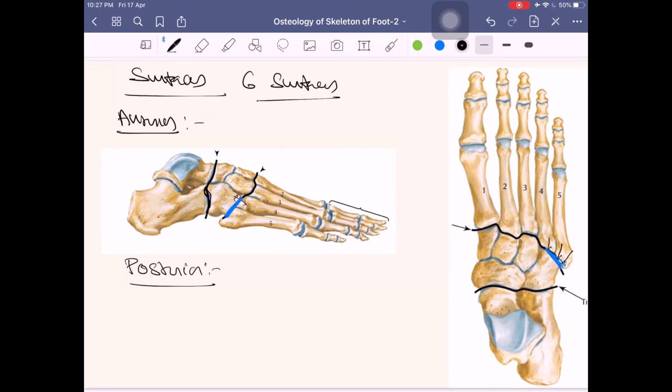So posterior will be this one. So this is a posterior concave convex. You can use a different color. So this is the posterior proximal surface. Posterior proximal surface 2. Then you have posterior, then again dorsal or superior surface.